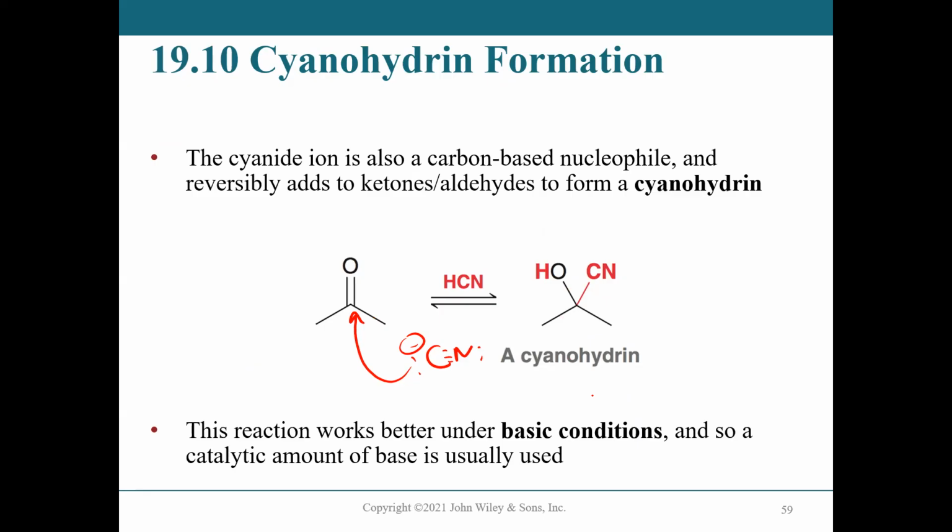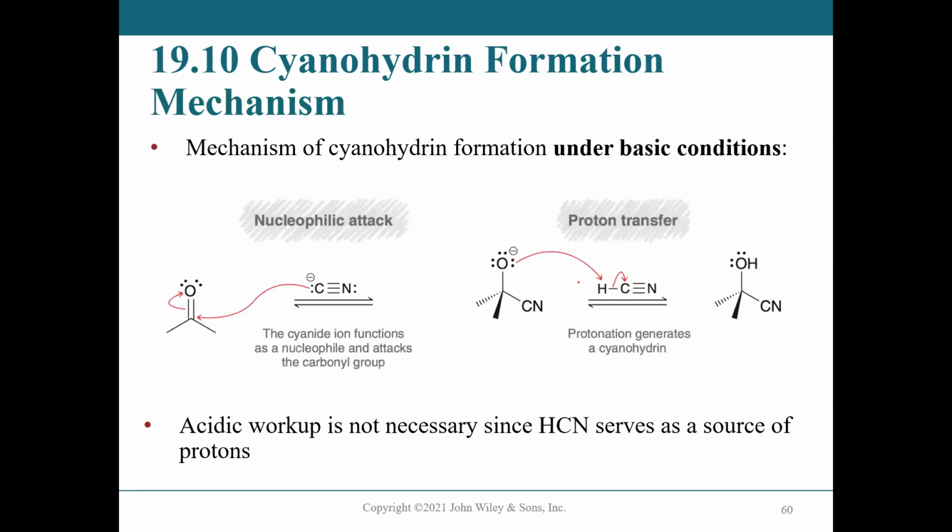We saw that right there. The resulting intermediate then abstracts a proton from HCN. So we have some HCN, right? It's going to take a proton. That's how you form this group right there. The process is reversible and the yield of the products is therefore determined by equilibrium concentrations. You can see that right here. Acid workup is not necessary since the HCN serves as a source of protons.